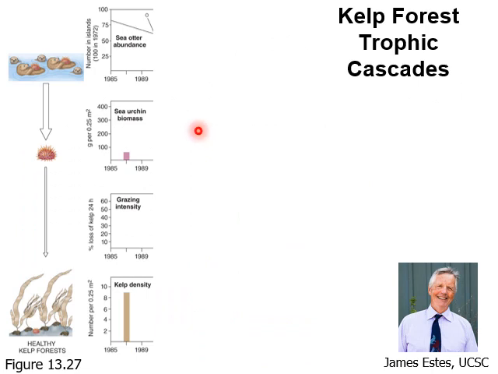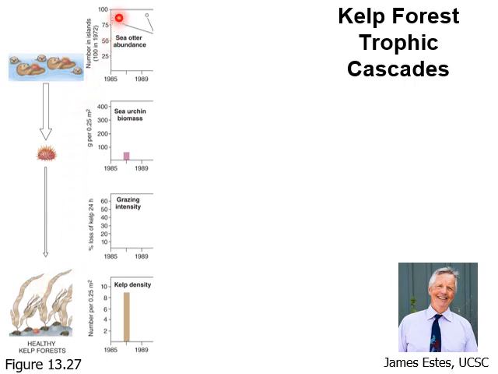So a trophic cascade describes how what happens at the top of a food web, at one of those uppermost trophic levels, can have effects that trickle down all the way to the lowest part of the food web. So we have sea otters here on the top, urchins in the middle, and kelp on the bottom. Sea otters eat urchins, and as a result, that has an effect on kelps.